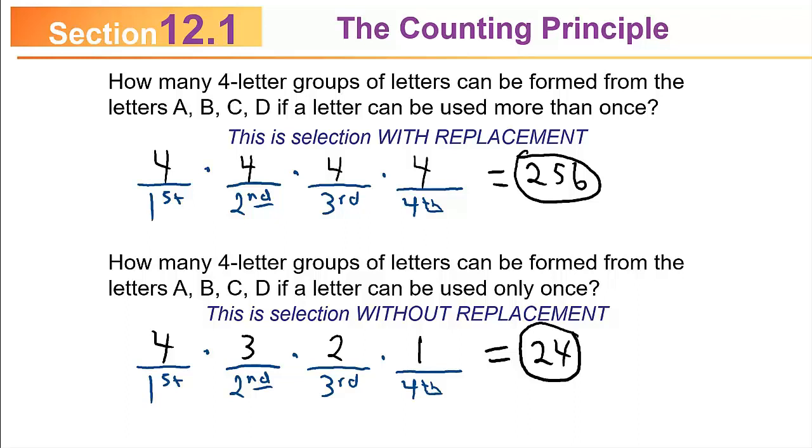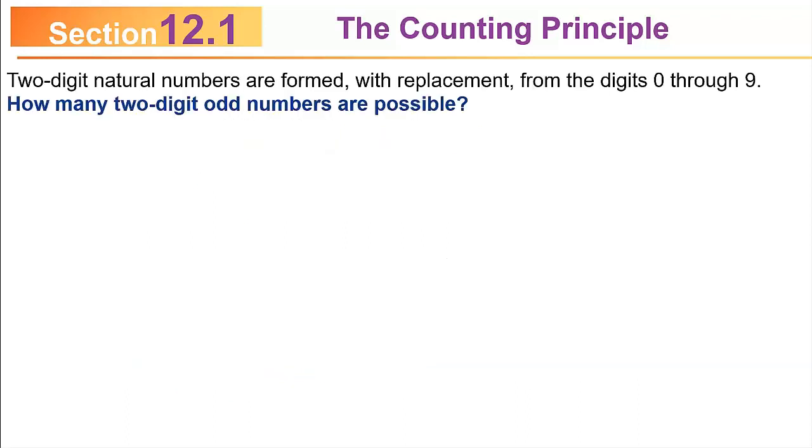Again, if you're drawing without replacement, look at those two things carefully and make sure you see the distinction. How about this? Two-digit natural numbers are formed with replacement from the digits 0 through 9. How many two-digit odd numbers are possible?